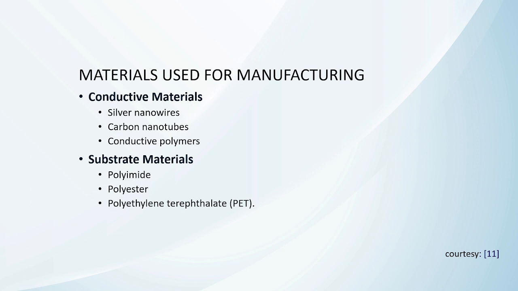Materials used for manufacturing flexible electronics. Conductive materials: silver nanowires, carbon nanotubes, conductive polymers. Substrate materials like polyimide, polyester, and polyethylene terephthalate.